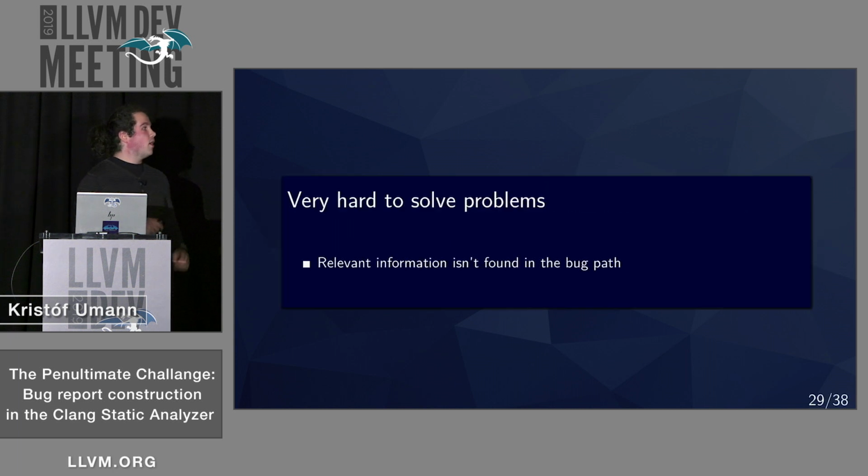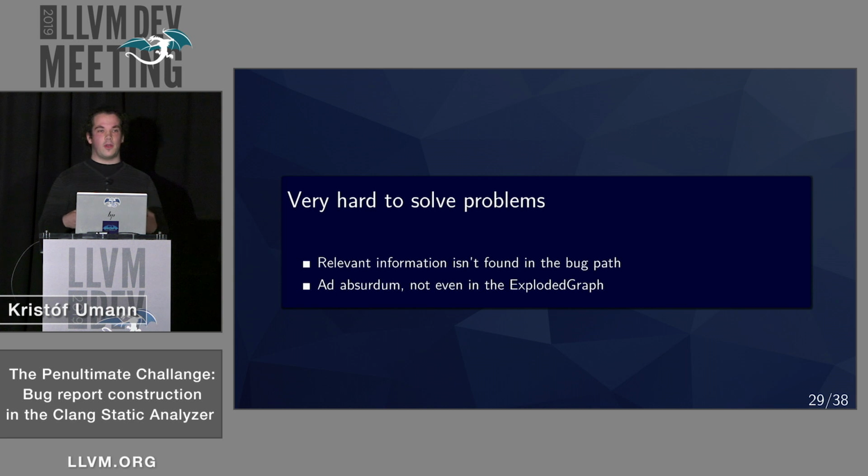So first, what is very difficult is whenever there is a problem, a point of interest that is outside of the bug path, we have very little tools to find those. In extreme cases, for example, like an inline assembly call, it may also happen that we end the symbolic execution prematurely, leading to information not even being found in the entirety of the exploded graph.